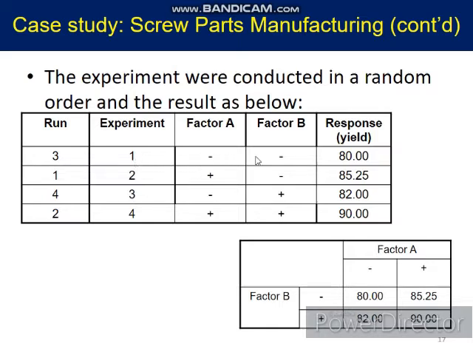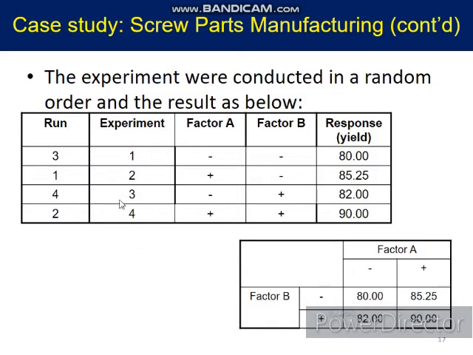Basically, you have minus minus, low levels, and you get 80% yield. Run number 2 is plus for factor A, and factor B is minus. So this can be type of lubricant A. B is speed, middle speed, right? So you run all the experiments, you get all the data. So this is experimental run 1, 2, 3, 4.